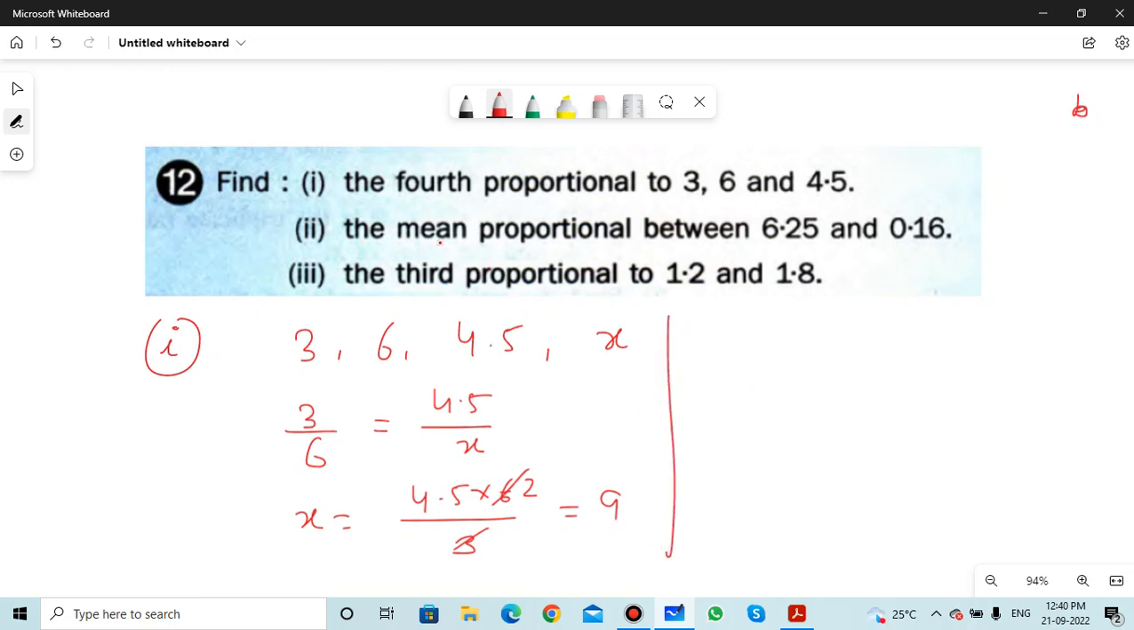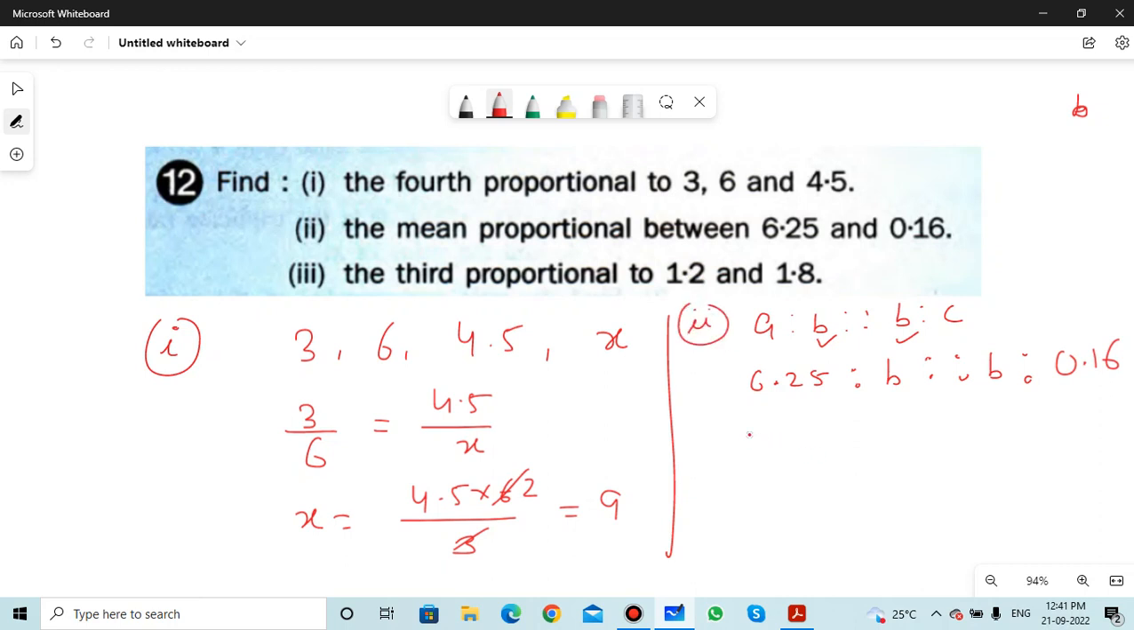Then they're asking, find the mean proportion between 6.25 and 0.16. Mean proportion means it is like this: A is to B as B is to C, where B is to be found out. So what they have given you is A equal to 6.25, is to B, as B is to C, which is 0.16. This is the second question that we are doing now.